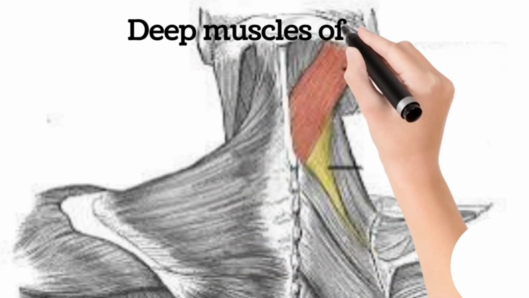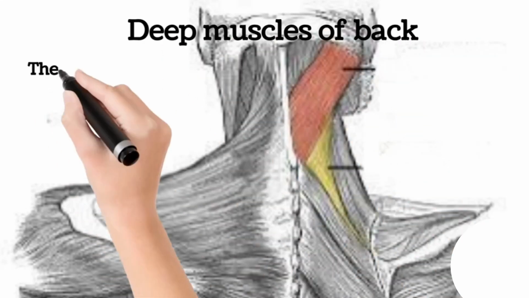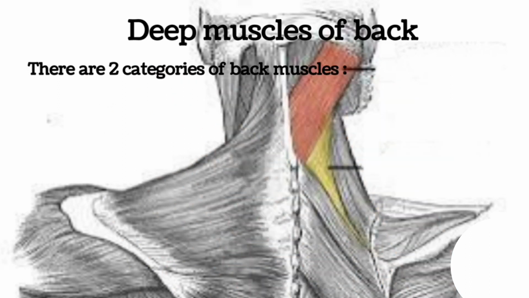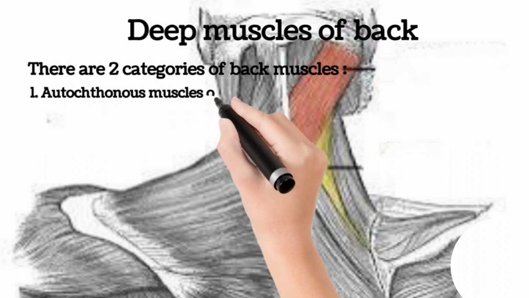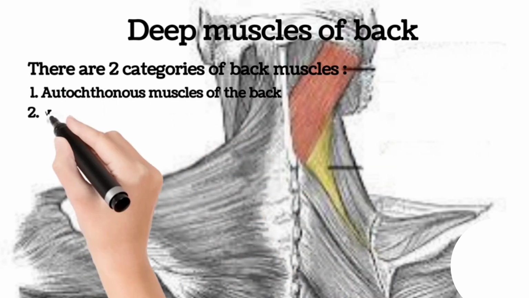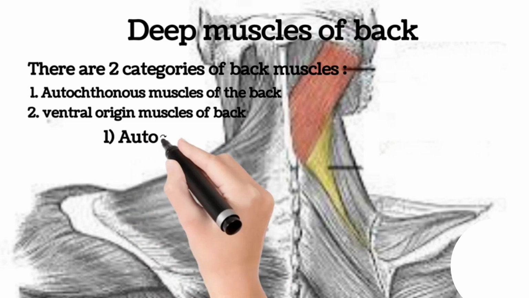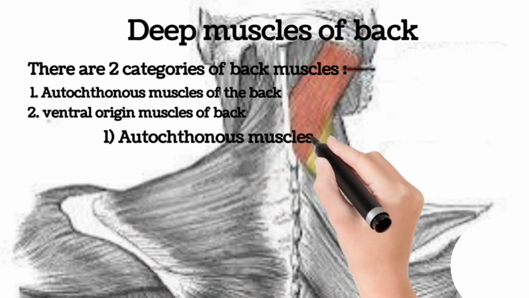Now we move on to the deep muscles of the back. Now there are two types of deep muscles of the back, which are autochthonous muscles of the back, and the second one is ventral origin of back muscles. Now the first one, which is autochthonous muscles of the back.